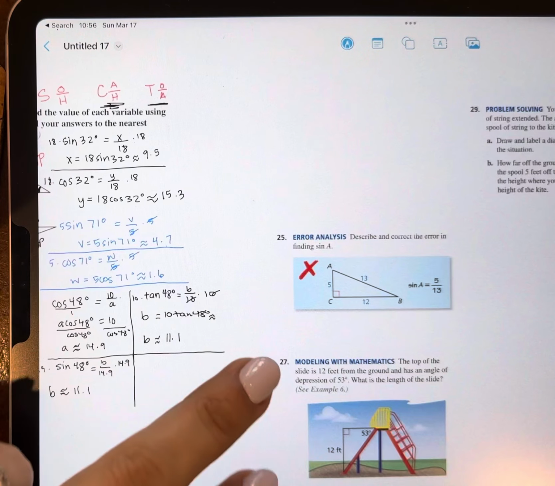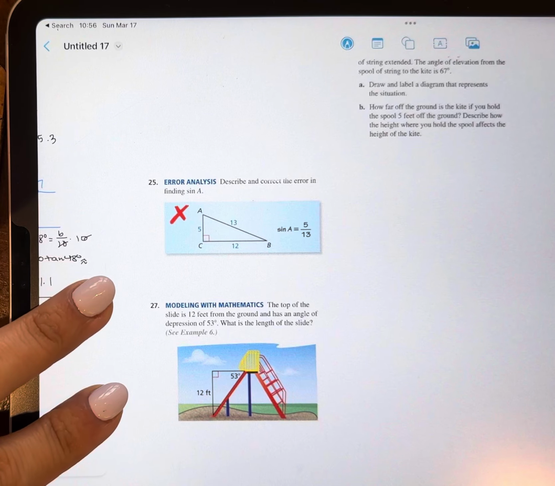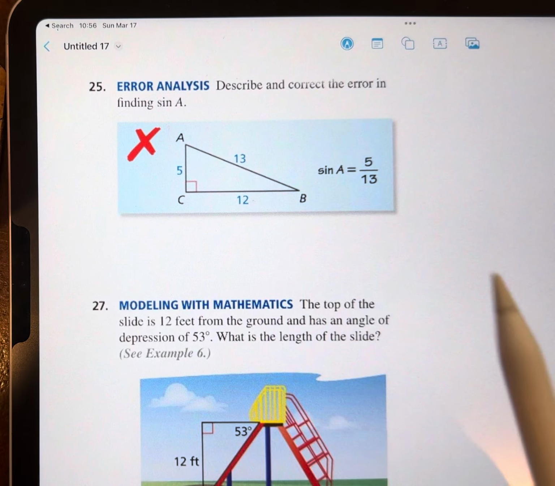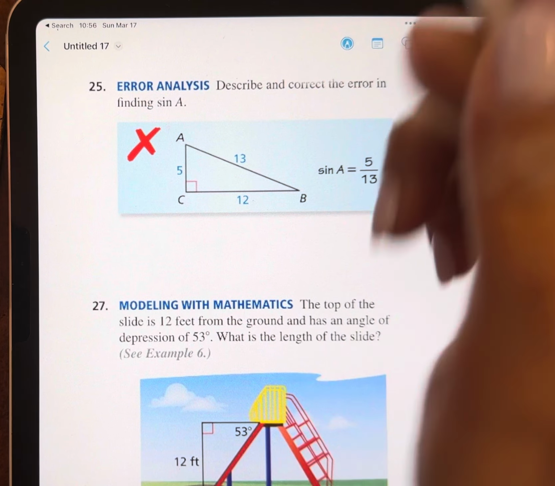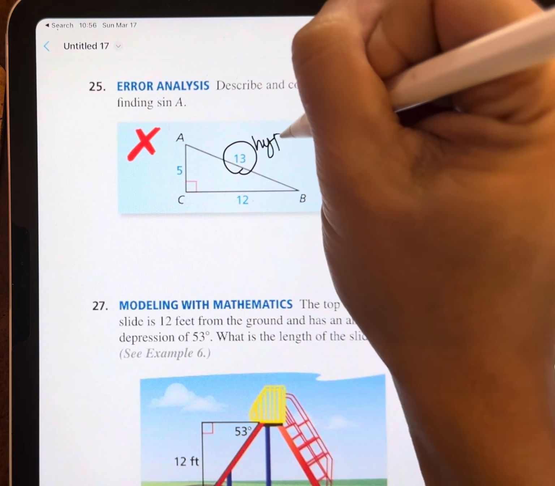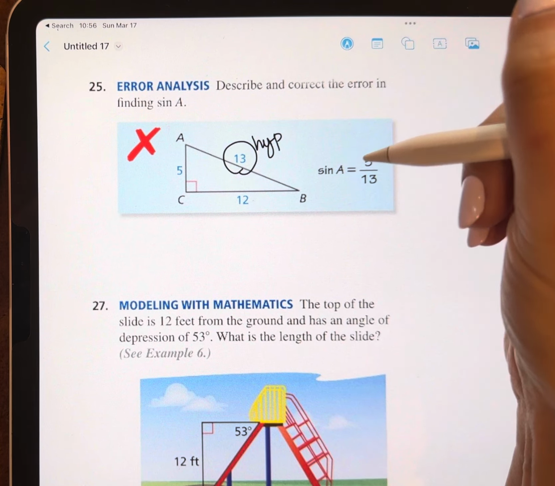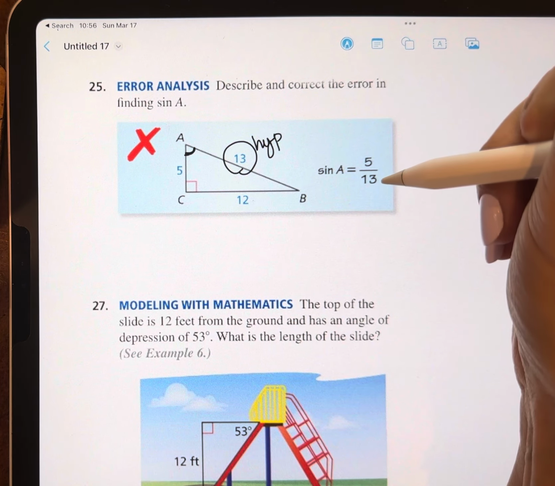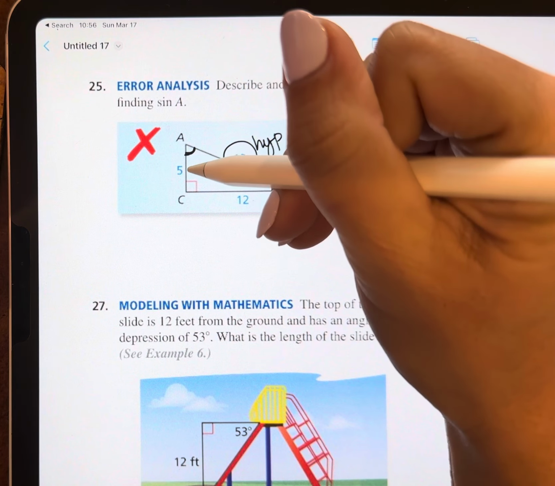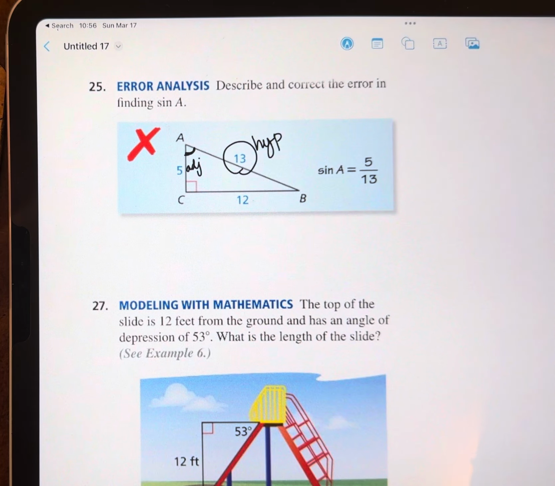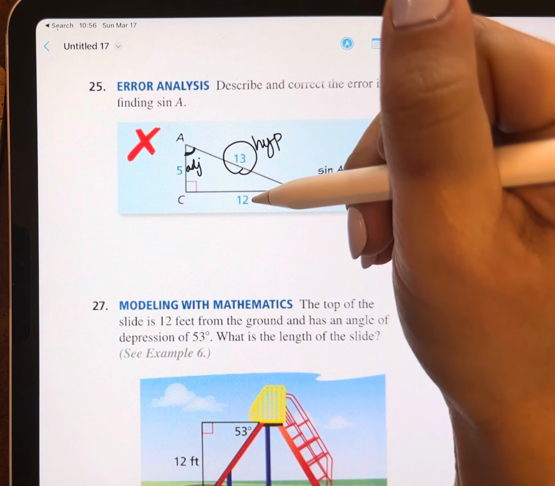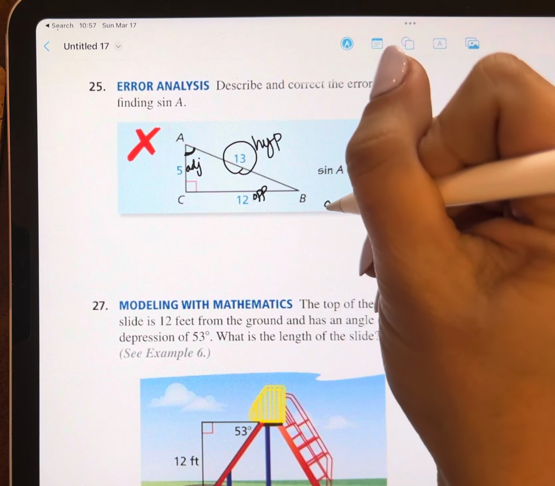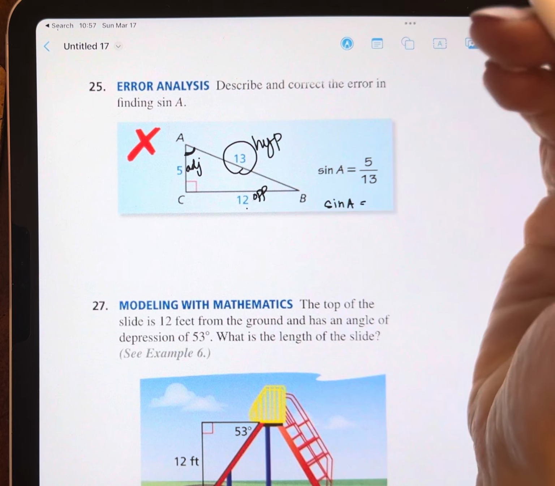Ooh, we are trucking along. After 21, I asked you guys to do 25. So let's look at the error here. Let's go mark this up. So this is hypotenuse. Always mark the hypotenuse. They said sine of A. So they're looking over here where A is. And then they said that it's 5 over 13. Well, 5 from A is the adjacent. And from A, this is opposite. So instead of doing opposite over adjacent, sine of A, they should have done 12 over 13.